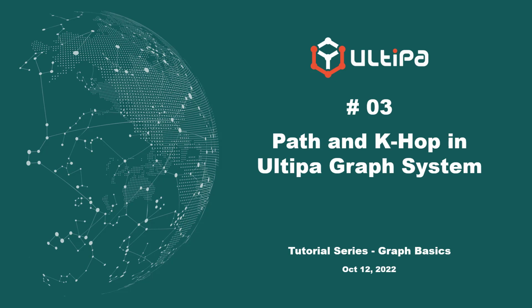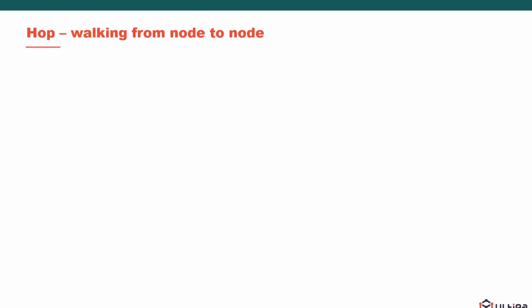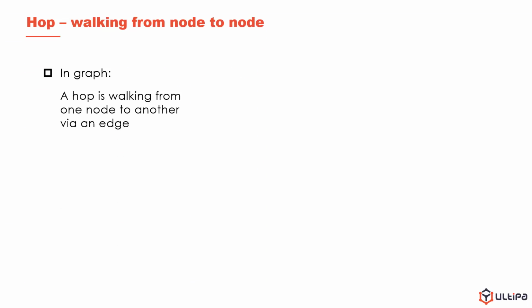This video introduces the definition of paths in an algebra graph system and what a k-hop neighbor is. To understand the paths, we first need to understand hop. A hop in the graph is walking from one node to another via an edge.